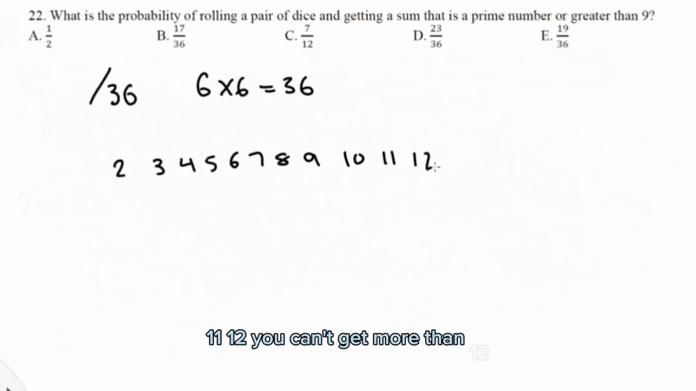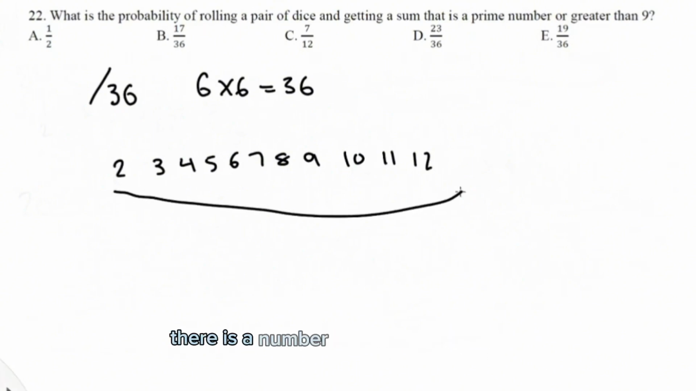You can't get more than 12 because if you get the max from each dice, which is 6 and 6, that's 12, which means you can't have 13. And you can't get less than 2. So these are the possible numbers. Now, for each of these numbers, there is a number that states how many different options there are to get to that number. So for 2, there's only one option, which is 1 and 1 on the dice. For 3, there are 2 options, which is either 2 and 1 on one dice or 1 and 2. Even though it's the same numbers, it's on different dice.